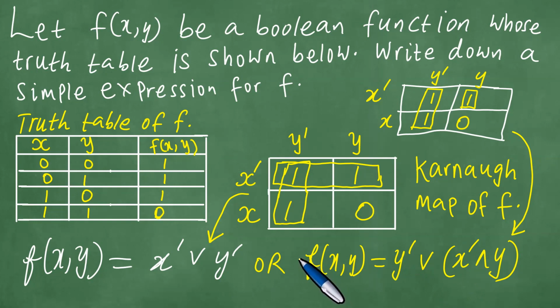Because these functions yield the same truth table. They produce the same truth table.